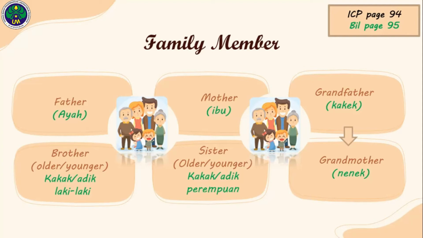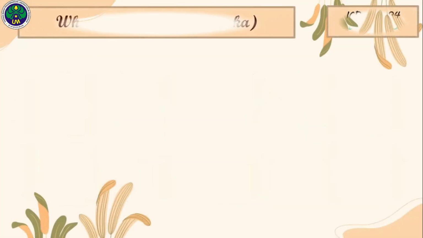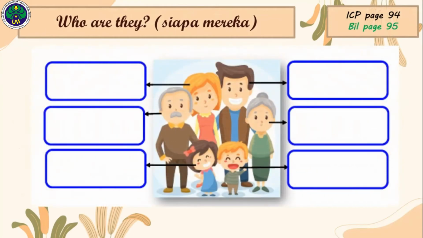Okay, is it easy? Yes, it's very easy. Okay, now let's get to the next. For ICP, still open page 94, and for bilingual, still open page 95. Okay, look at the picture. Who are they? Siapakah mereka?